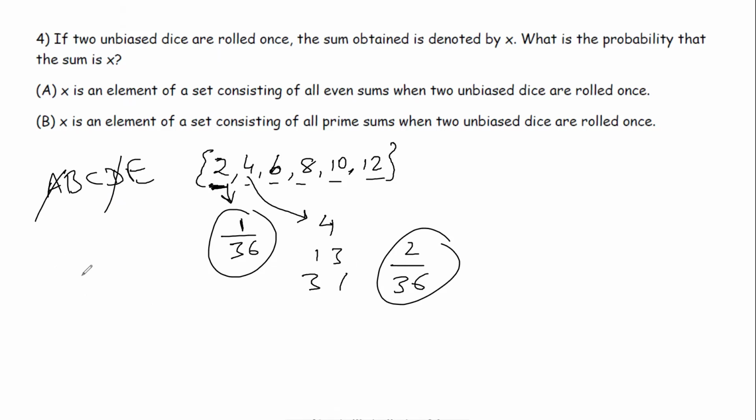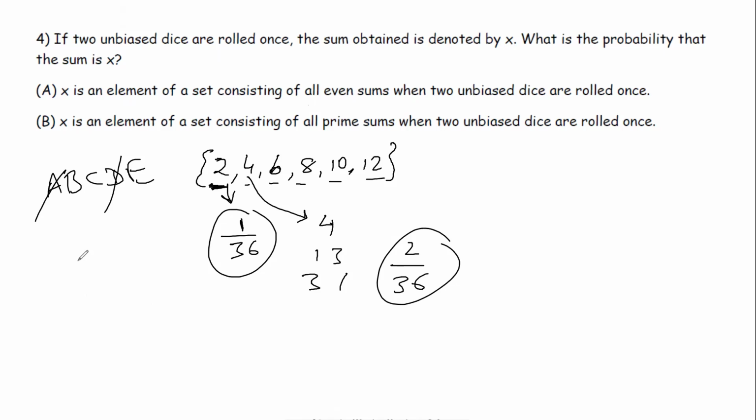Are you getting the picture? X is an element of a set consisting of even sums when two unbiased dice are rolled once. We know the sum is denoted by X, but X could be any of 2, 4, 6, 8, 10 or 12. So we get different probabilities depending on what the sum is. So A is not answering.